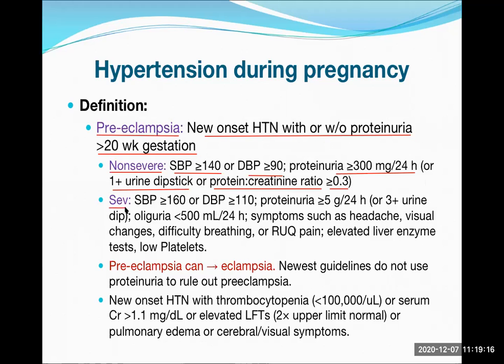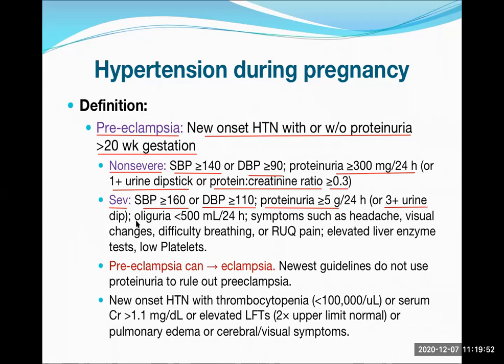What about severe preeclampsia now? The amount of blood pressure rise is more here. See this? Systolic blood pressure is more than or equal to 160. Diastolic blood pressure is more than or equal to 110. So this is definitely severe. Apart from this, proteinuria is also high. See this? More than or equal to 5 gram in 24 hours now. This is too much proteinuria. If we do dipstick test, it is 3 plus, whereas it was 1 plus in the non-severe one.